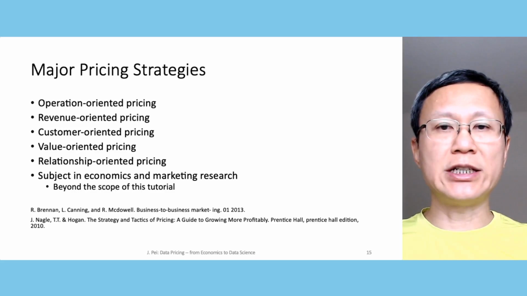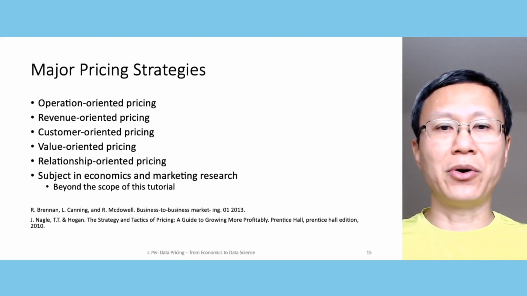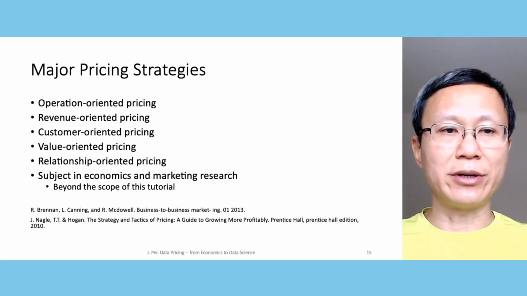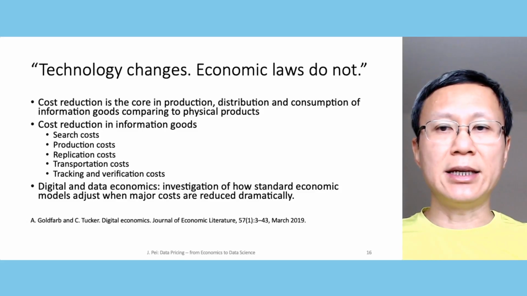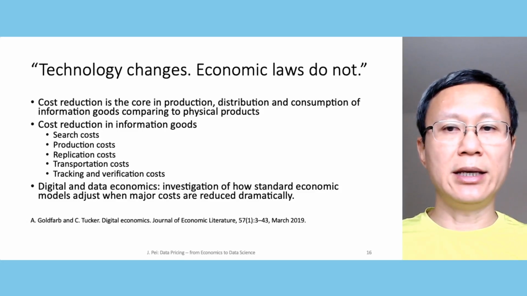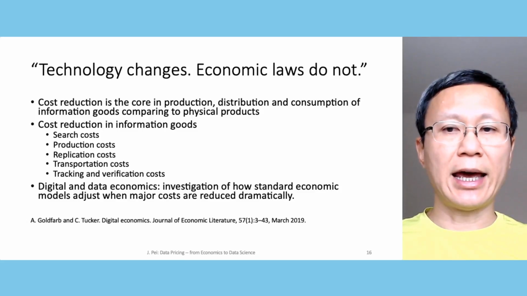Some major pricing strategies in the literature include operations-oriented pricing, revenue-oriented pricing, customer-oriented pricing, value-oriented pricing, and relationship-oriented pricing. There is a rich body of studies in economics and marketing research on pricing tactics, which are far beyond the scope and capacity of this tutorial. In this section, to understand the economic factors specific to data pricing, we examine the cost reduction in information goods. Then, we inspect the differences between digital products and data as products.